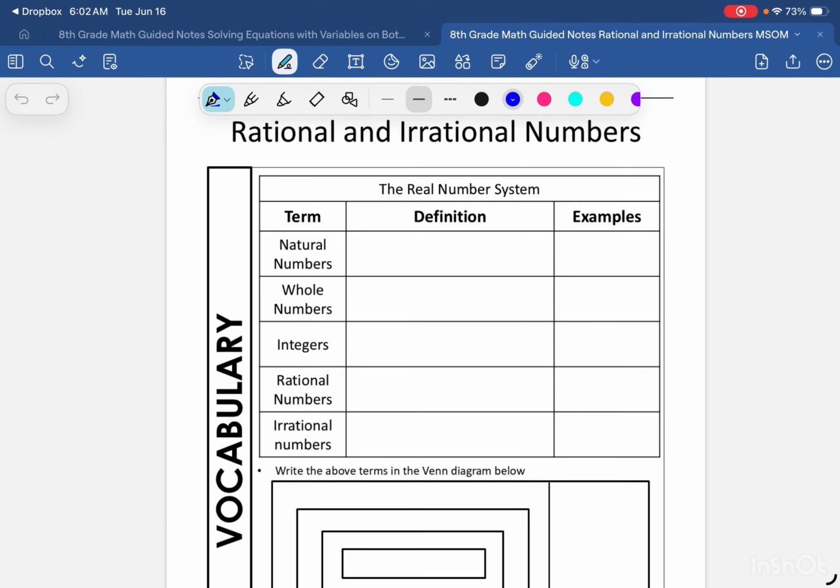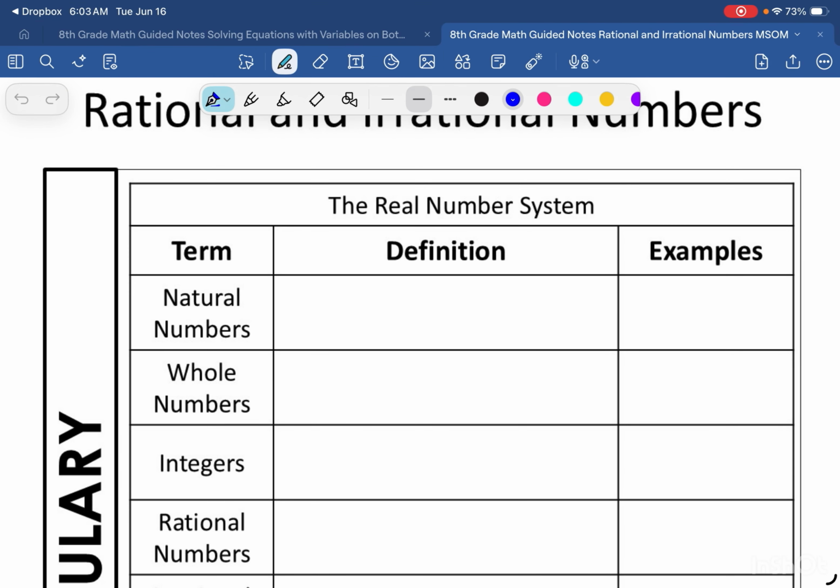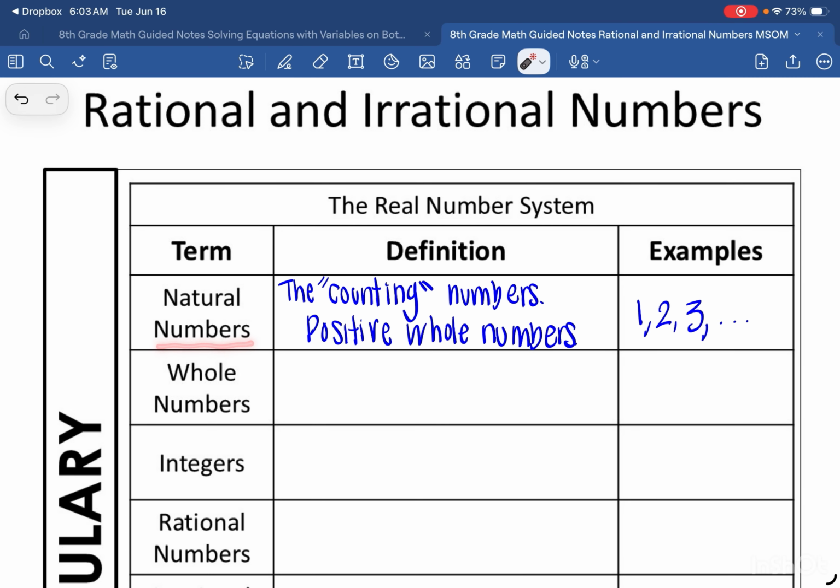Welcome to the Rational and Irrational Numbers Guide and Notes. Let's get started with some definitions. Natural numbers can be referred to as the counting numbers or positive whole numbers. They are counting numbers because when we count, we start at 1 and go 1, 2, 3, etc. Those are the natural numbers.